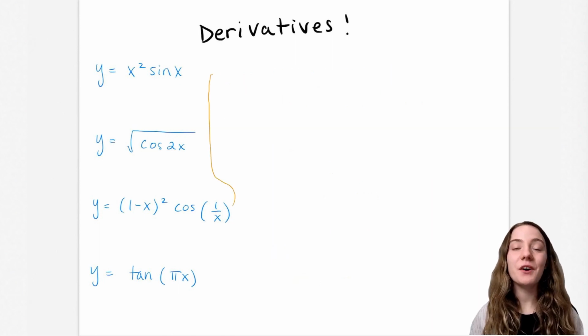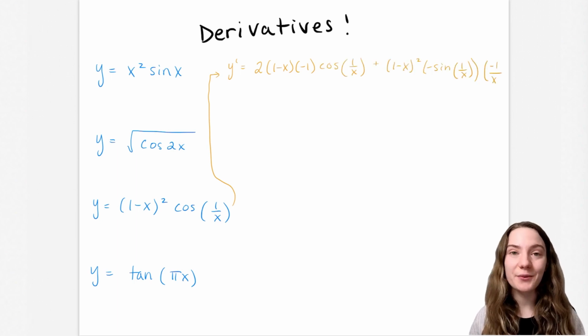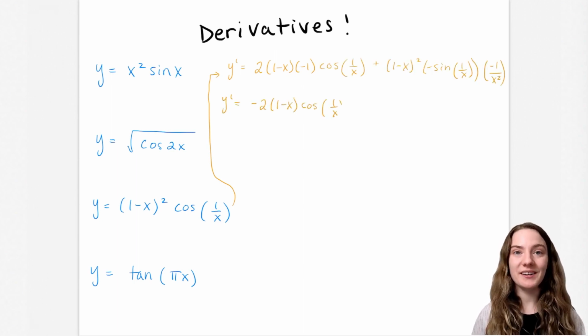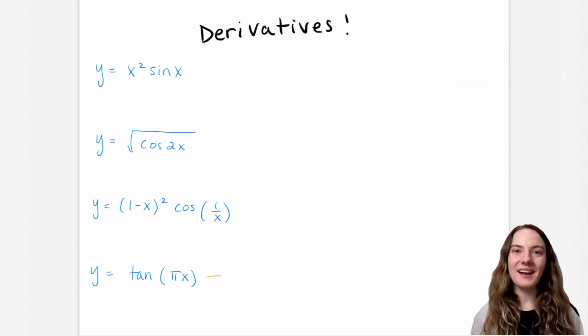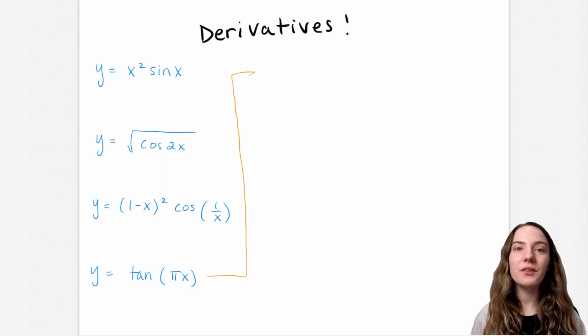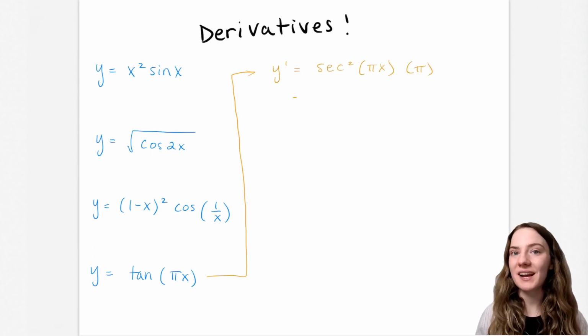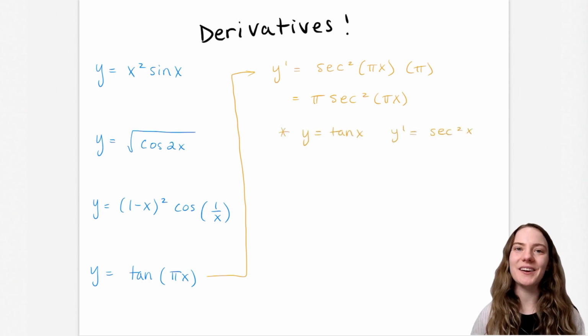All right, now let's move on to our third function. I want you to pause the video and try and find the derivative. For this function, you would have had to use the product rule, the chain rule, and you would have had to recognize that the derivative of cos is negative sine. And finally, let's do our fourth trig function. I want you to pause the video and find the derivative. Now, this is not that difficult if you can remember that the derivative of tan x is secant squared x.